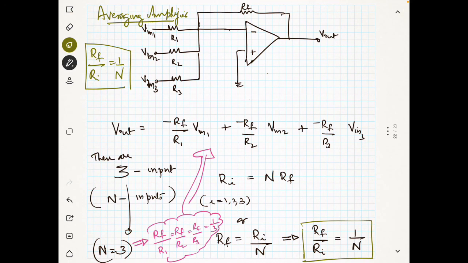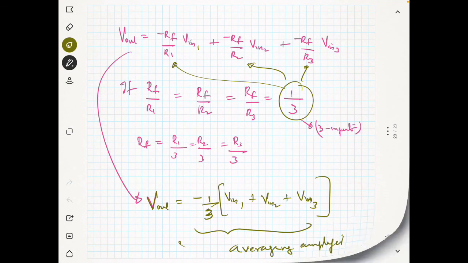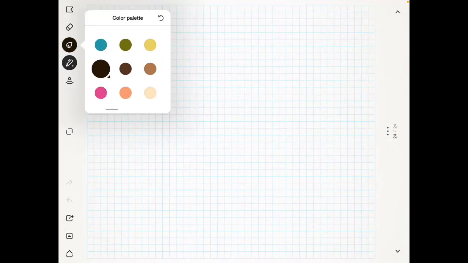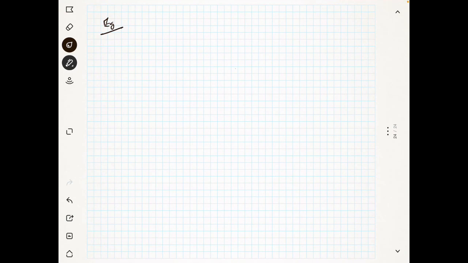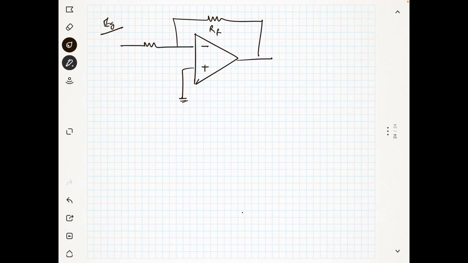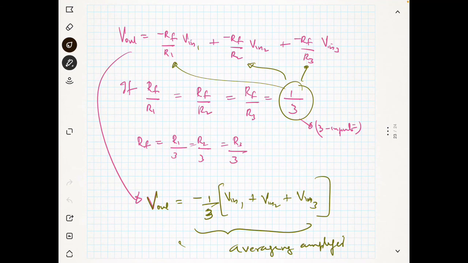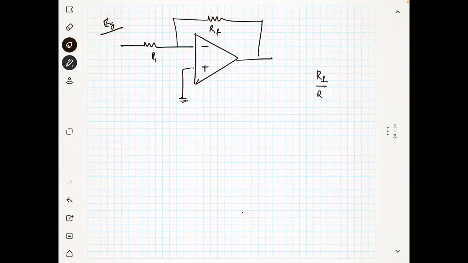We will see one problem, and after that I will wind up. So let us consider this is minus, this is plus. This is your Rf, this is your R1. Rf by R1 is equal to 1 by N, meaning that for the averaging amplifier, Rf by Ri is equal to 1 by N. So Rf is equal to Ri by N. I am just considering two inputs here.